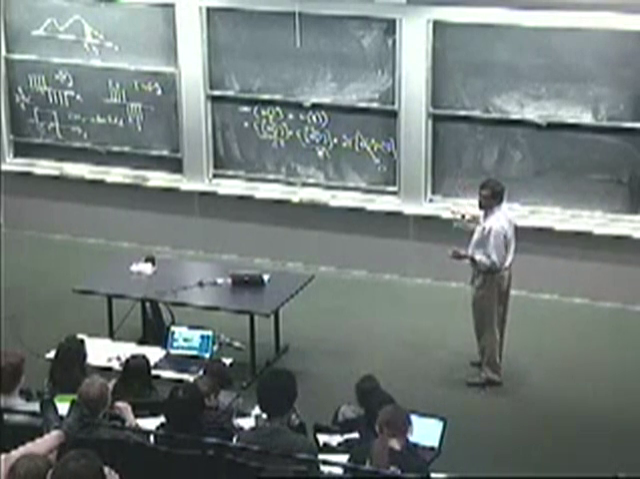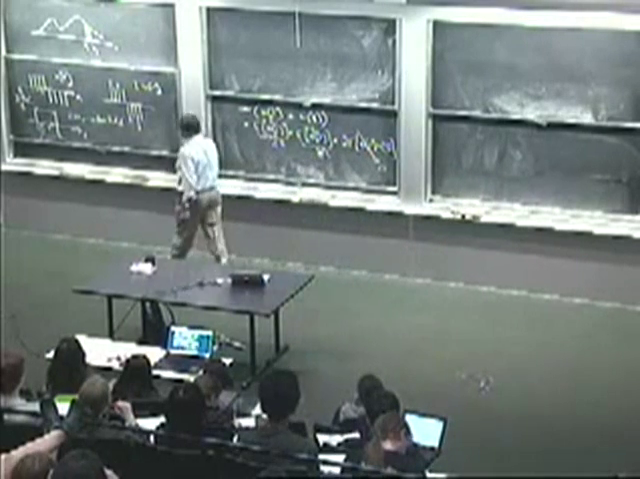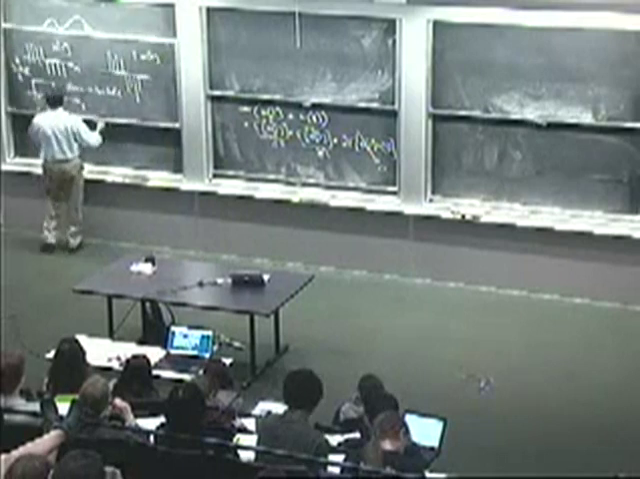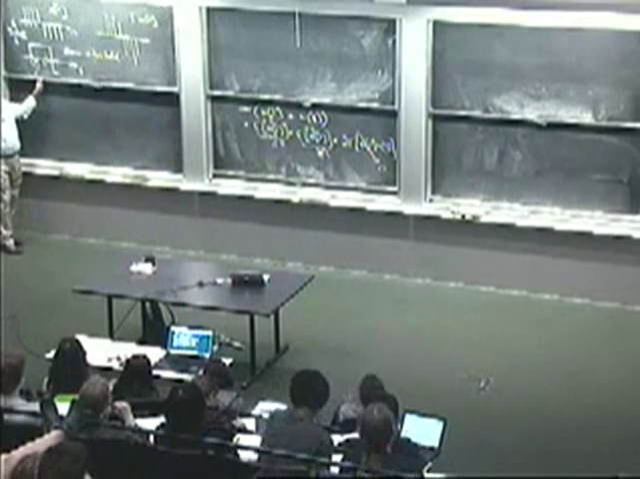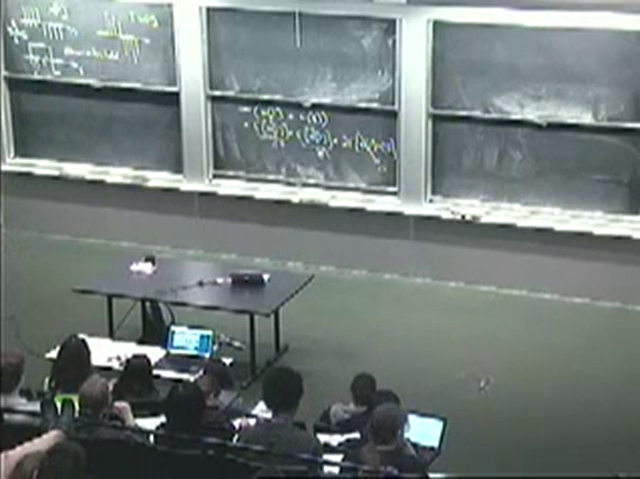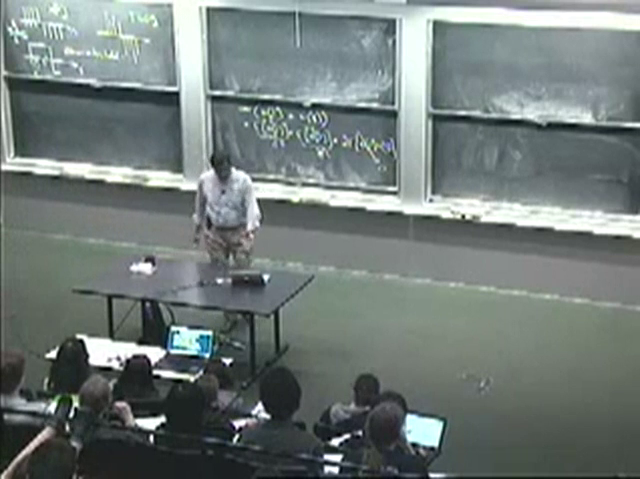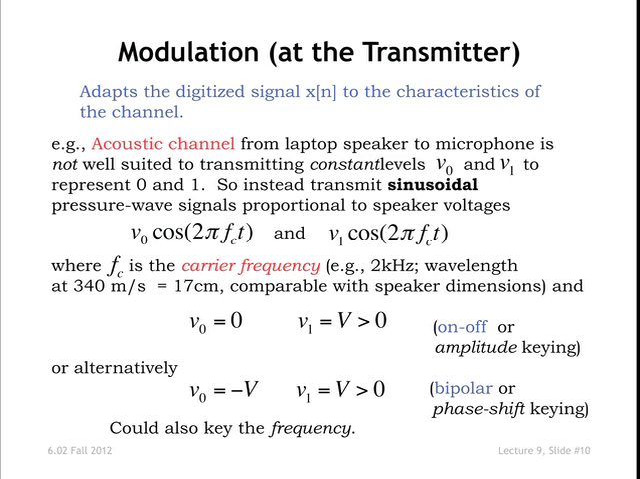And that's what modulation is all about, or at least that's a key part of it. Another part of modulation, we'll see later, is to allow you to have multiple users share the same channel. But a big part of it is just adapting your signal to a form that is comfortable for the channel. So here's what you might try in the case of the loudspeaker.